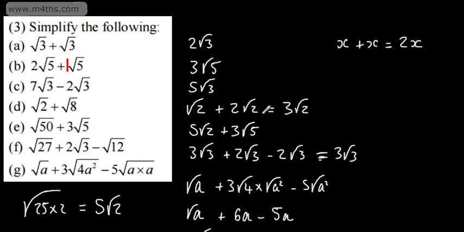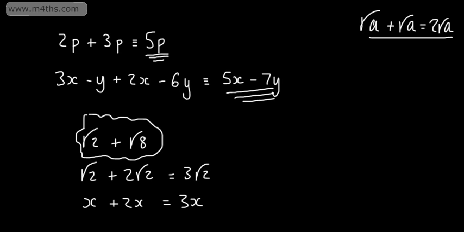So there we go, adding and subtracting surds. We can add and subtract like surds, but we can also manipulate surds to make them like surds and then carry out the process. So if we've got the root of a plus the root of a, it's 2 root a. If we have 5 root a minus root a, it's 4 root a.